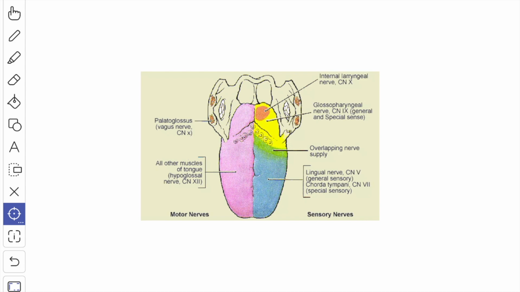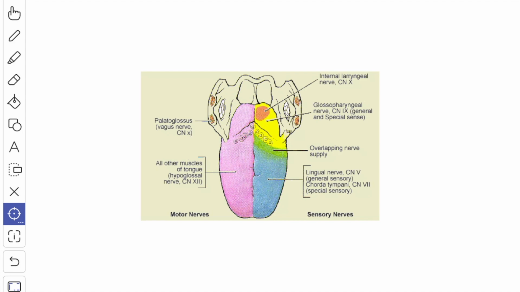The general sensation and the taste sensation from the posterior one-third of the tongue, including the circumvallate papillae, are carried by the glossopharyngeal nerve. And from the vallecula, it is carried by the internal laryngeal branch of the superior laryngeal nerve. The muscle sense is conveyed successively through the hypoglossal nerve to the lingual nerve.